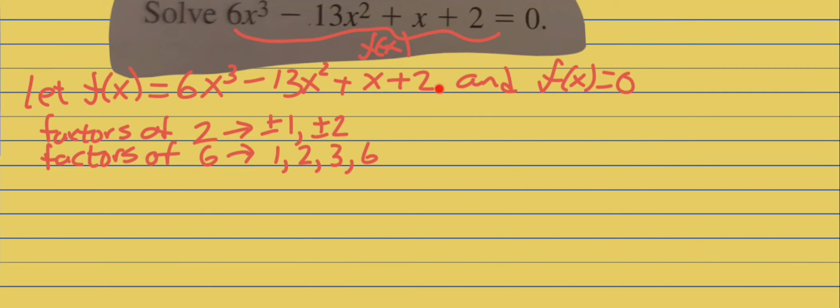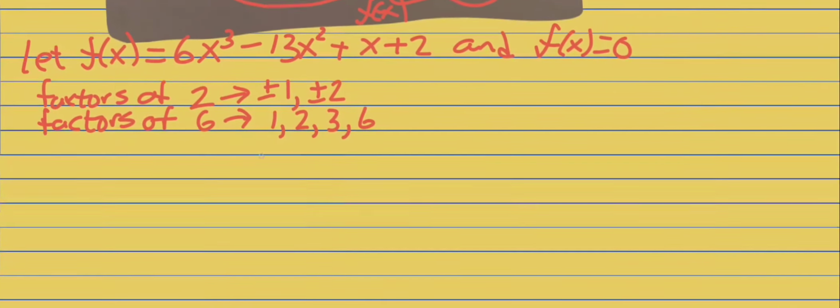So we look at the constant, which is 2. The factors of 2 are plus or minus 1, plus or minus 2. Then we take note of the factors of the leading coefficient, since it's not a 1, which it is not. And so that's 1, 2, 3, and 6. Since we already said plus or minus for the factors of 2, I didn't write plus or minus here.